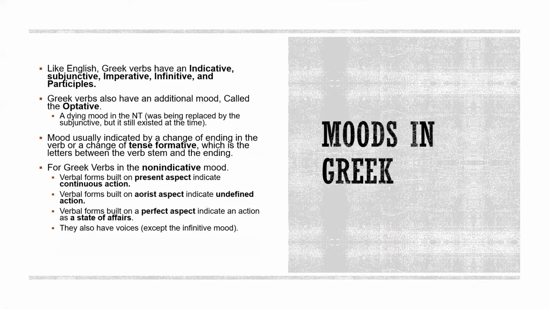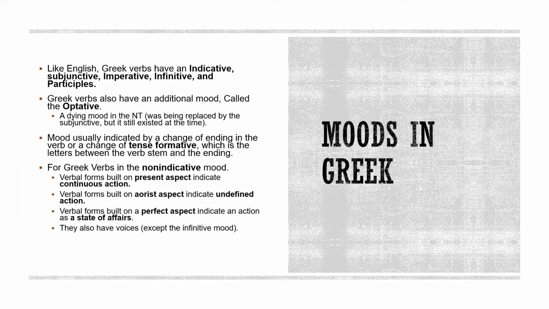Now in Greek, verbs can have indicative, subjunctive, imperative, and infinitive moods along with participles like English. Greek also has an additional mood called the optative mood. Though this mood was a dying mood in the New Testament, it still existed at the time and will be described later.